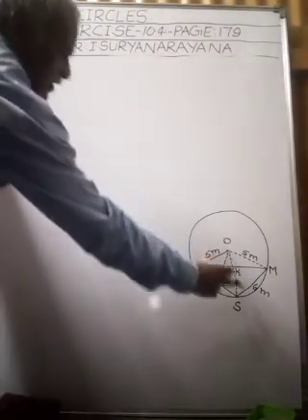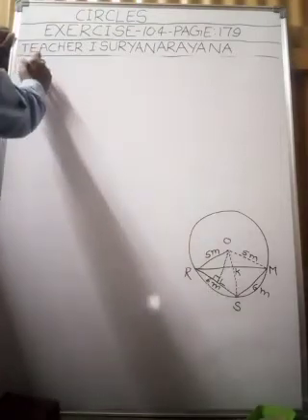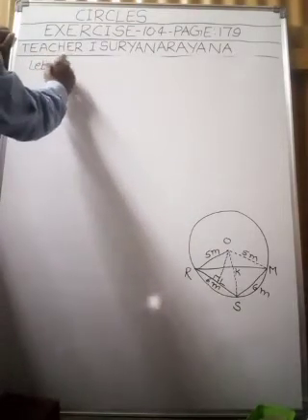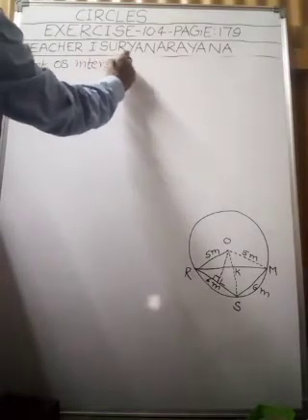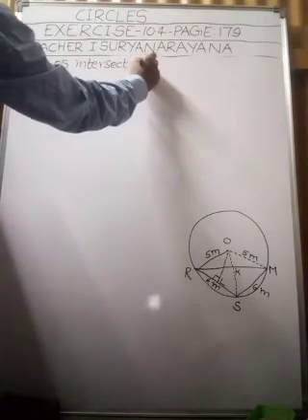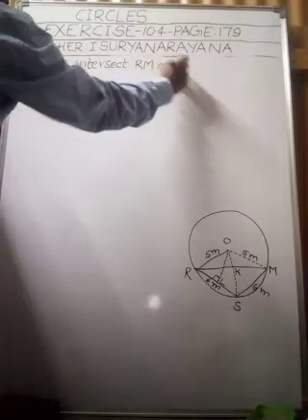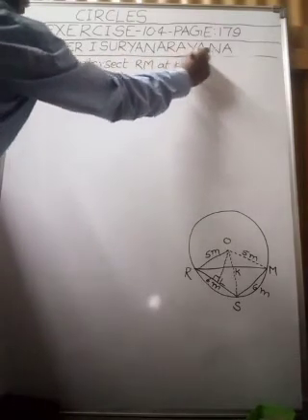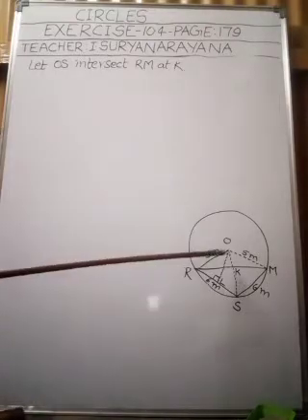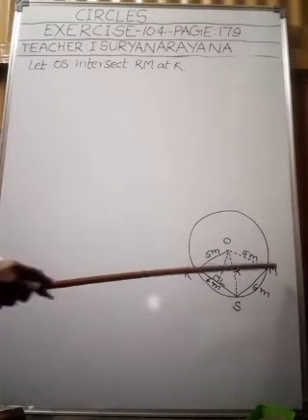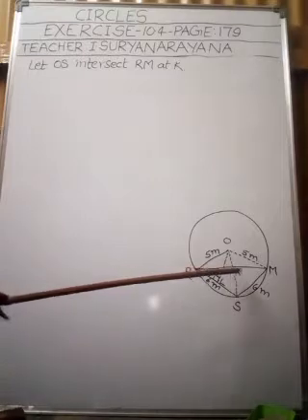Let OS intersect RM at K. Okay, my children, let us assume that this OS is intersecting this line segment RM at K.